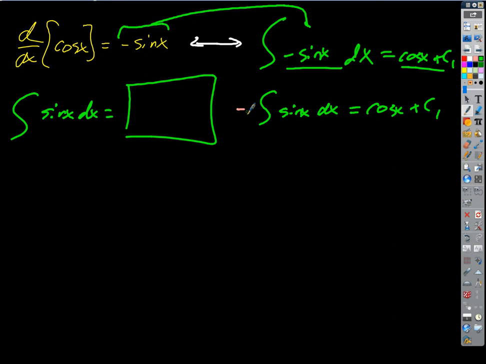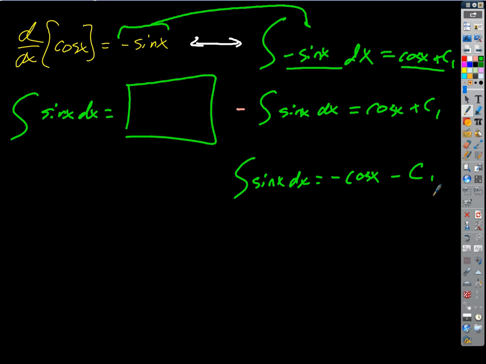Multiply both sides by -1, exactly, right? So if I multiply each side by -1, I get the integral of sine x dx equals, if I distribute it through, a negative cosine x plus negative c1.